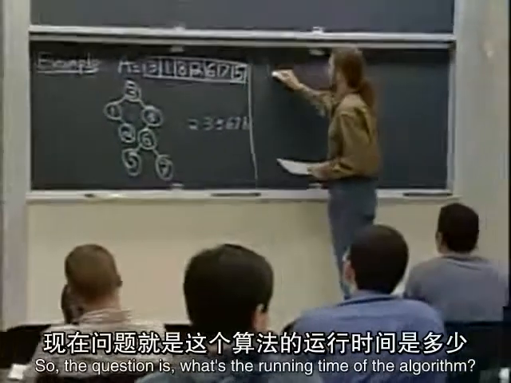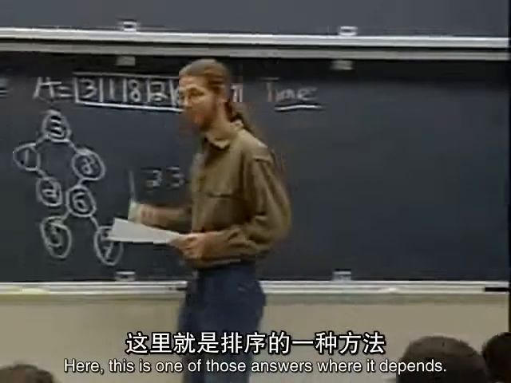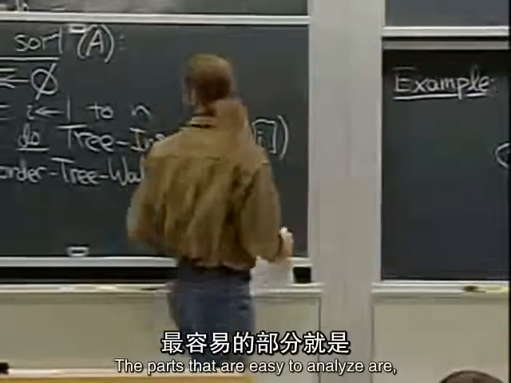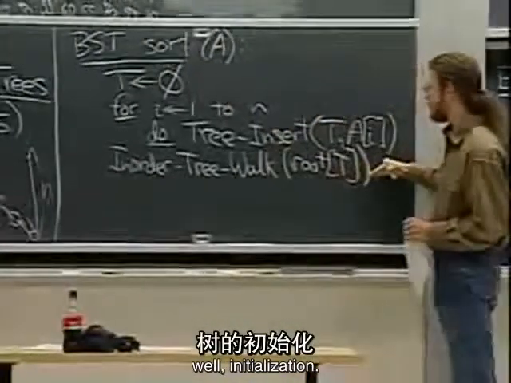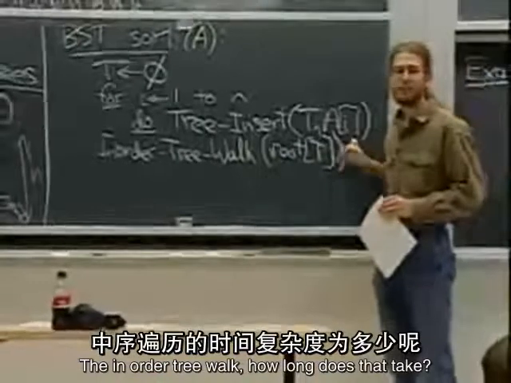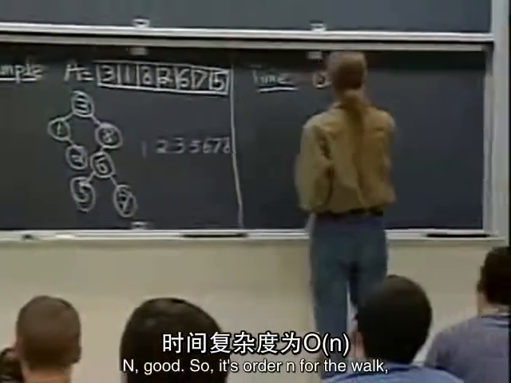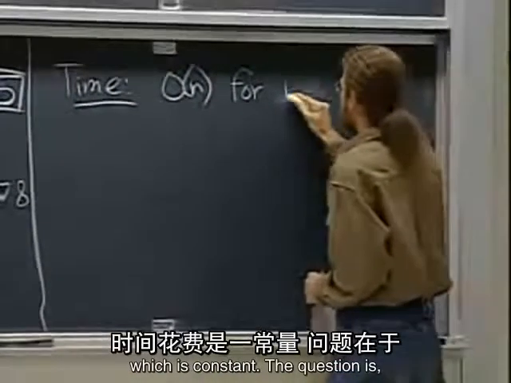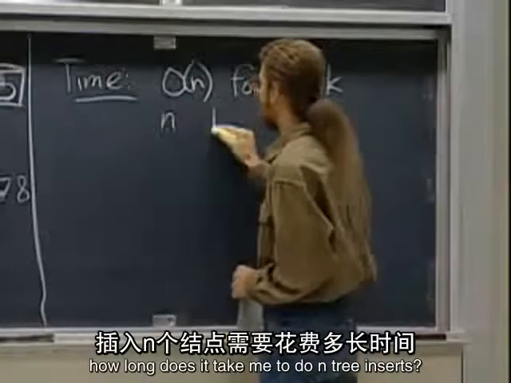So the question is, what's the running time of this algorithm? This is one of those answers where it depends. The parts that are easy to analyze are the initialization and the in-order tree walk. How long does that take? N, good. So it's order n for the walk, and the initialization is constant. The question is, how long does it take me to do n tree inserts?